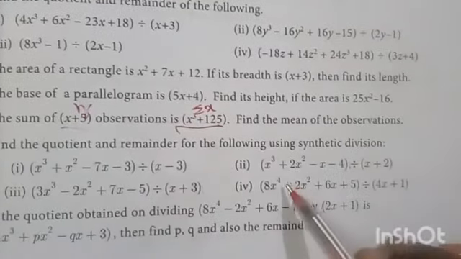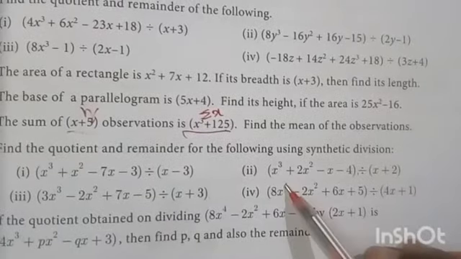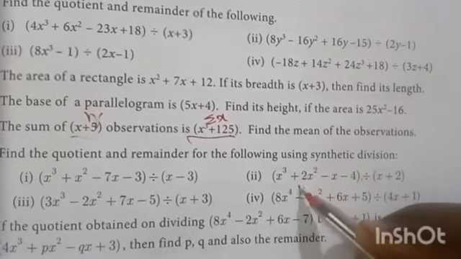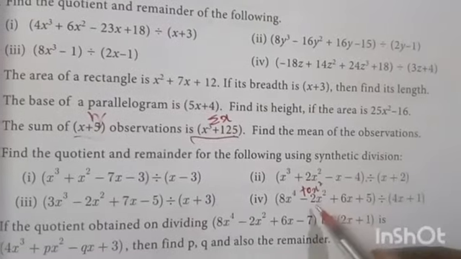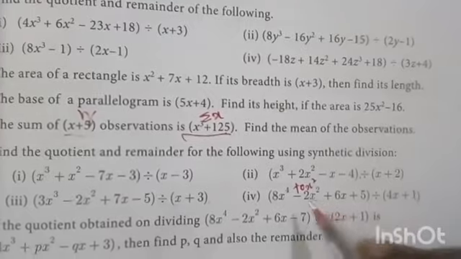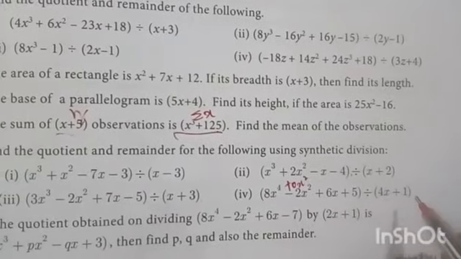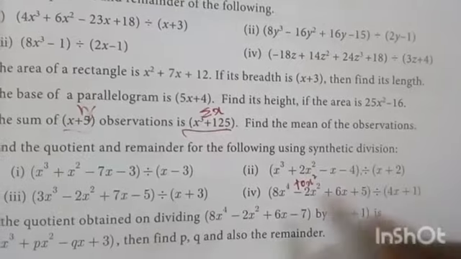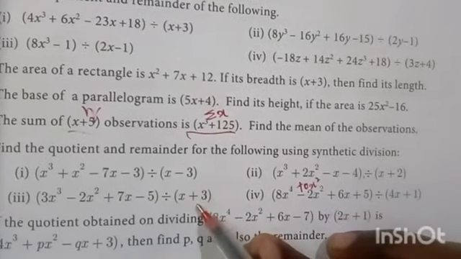Now for x power 4, x cube is missing. So how do you write this? 0x cube plus 0x square minus 2x square plus 6x plus 5. It is in the standard form. Divided by 4x plus 1. The divisor is also 4x plus 1. So the first three problems use the same method.